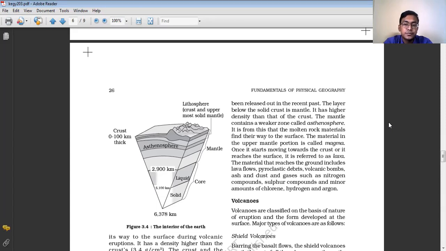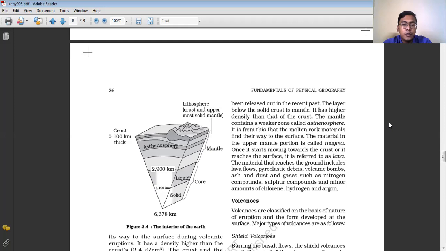The layer below the solid crust is the mantle. Like we came to know in our previous class, the crust is the topmost layer of the Earth's surface, and the layer which lies just below the crust is known as the mantle. In this mantle the density of the materials is higher than the materials found in the crust. The mantle contains a weaker zone called the asthenosphere.